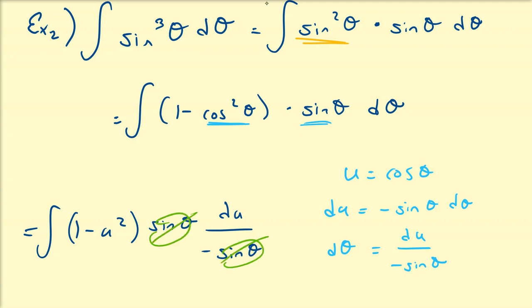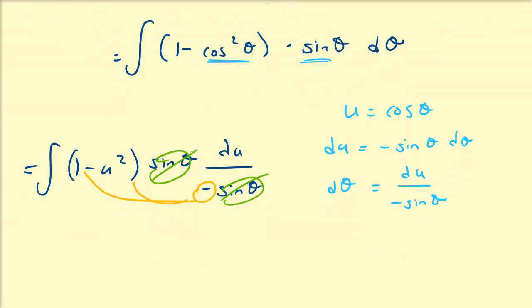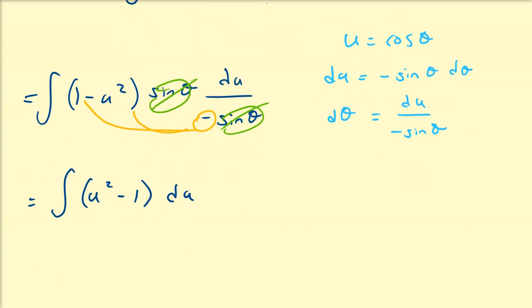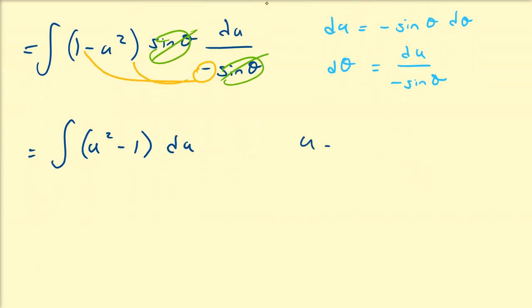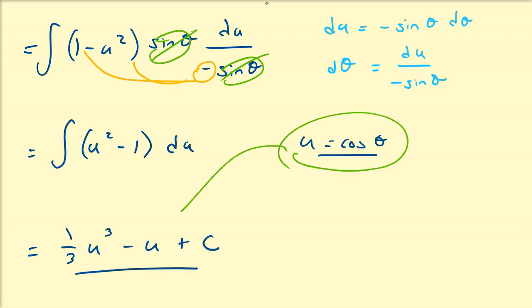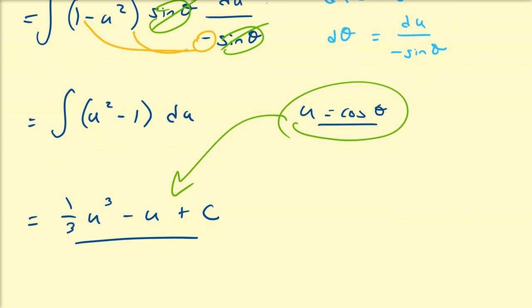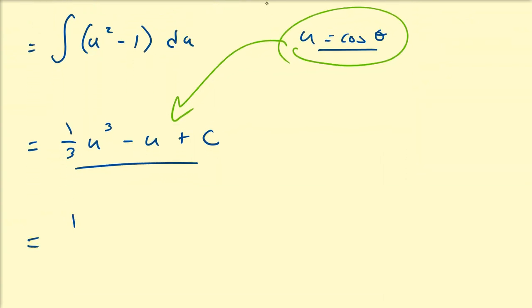So we can cancel out our signs, and we can distribute this negative inwards to make it u squared minus 1. So we have this is equal to the integral of u squared minus 1 du. So we can just use a power rule on here, and remember u was set to be equal to cosine of theta. So this is going to be equal to 1/3 u cubed minus u plus some arbitrary constant c. And then we need to replace our u back into terms of theta to get our answer. So it's going to be equal to 1/3 cosine cubed theta minus cosine of theta plus c.